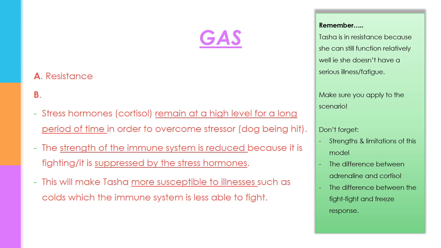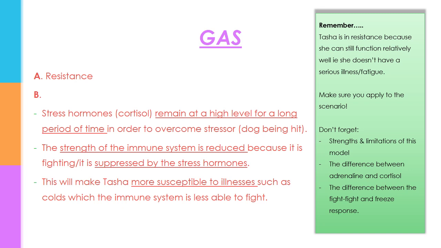So she is in resistance, okay? She's in resistance because she can function relatively well. She can probably still go to school and do her exam. For B, stress hormones remain at a high level for a long period of time to overcome the stressor. Make sure that you always tell the examiner what the stressor is. Always apply to the scenario. So the strength of the immune system is reduced because it's suppressed by stress hormones, and this makes Tasha more susceptible to illness such as colds.